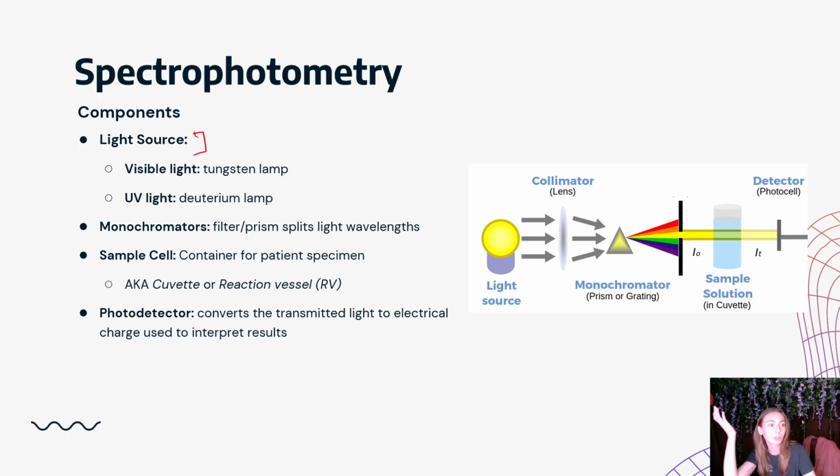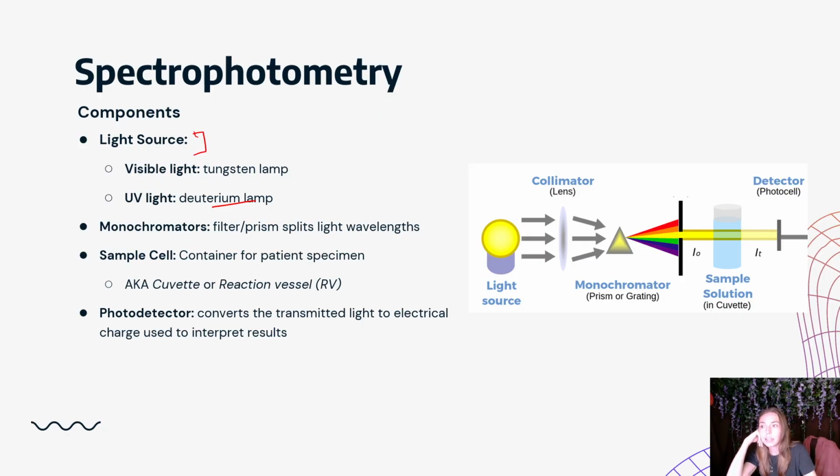We need light in the system. We're using light for our measurement. You have to have light there. You have two options. You can either use visible light, so the thing that your eyeballs can physically see, or you can use UV light. If you're using a visible light, you use a tungsten lamp. If you're using UV light, you use a deuterium lamp.